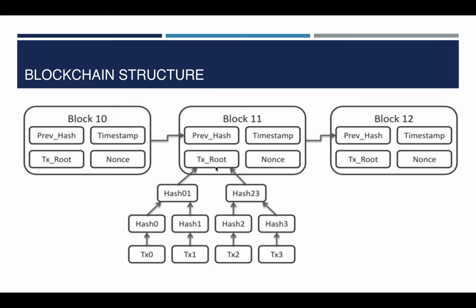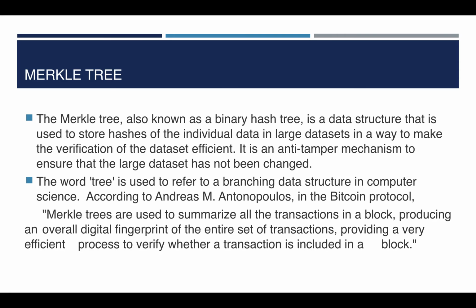Before that, let us understand what a Merkle tree is, or Merkle data tree, or Merkle hash tree, whatever we call it. A Merkle tree is a data structure, and it's nothing but a binary hash tree. A Merkle tree stores the hashes of individual data or individual transactions in a tree structure, which makes the verification of a dataset or transaction efficient. A Merkle tree summarizes all the transactions in a block, producing an overall digital fingerprint of an entire set of transactions. Because of the Merkle tree, you can easily verify whether a transaction is part of the blockchain or not.